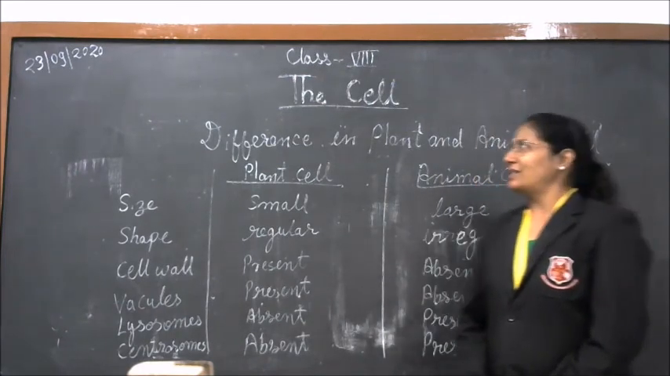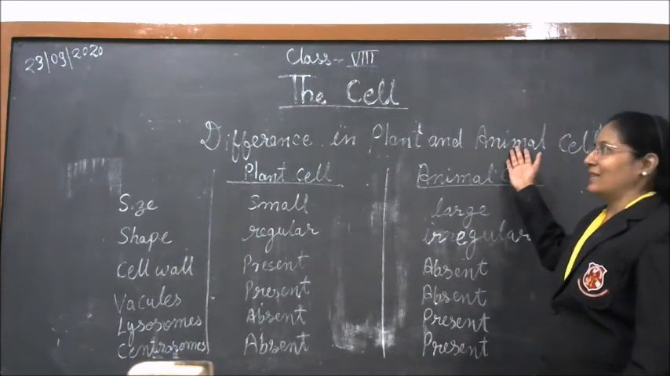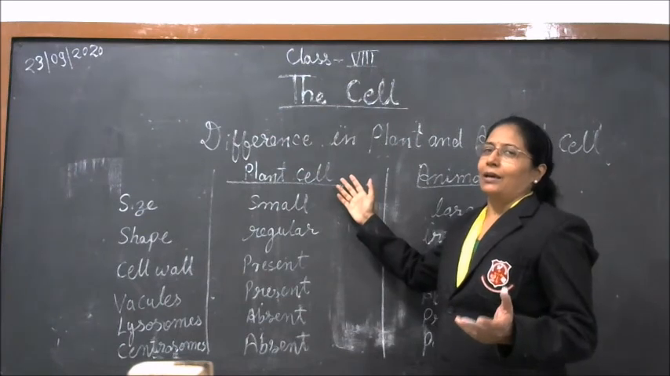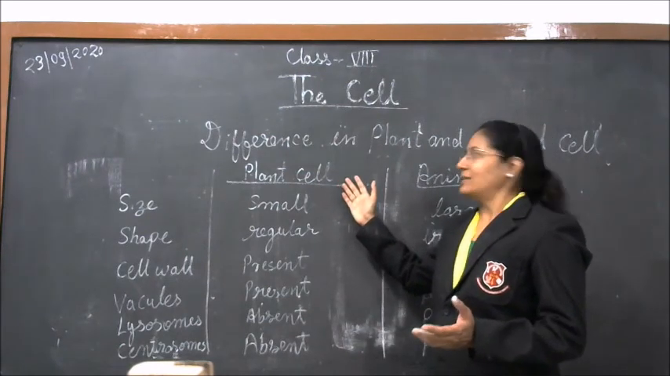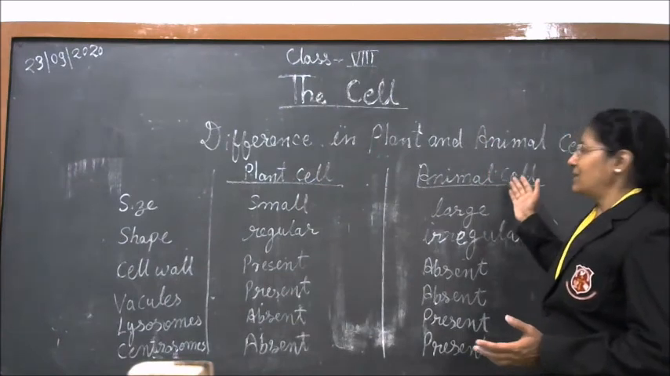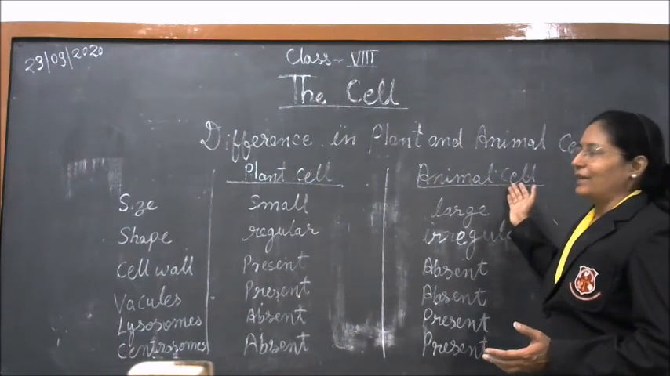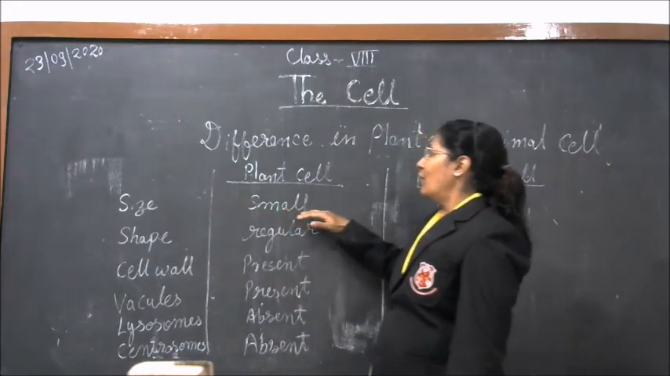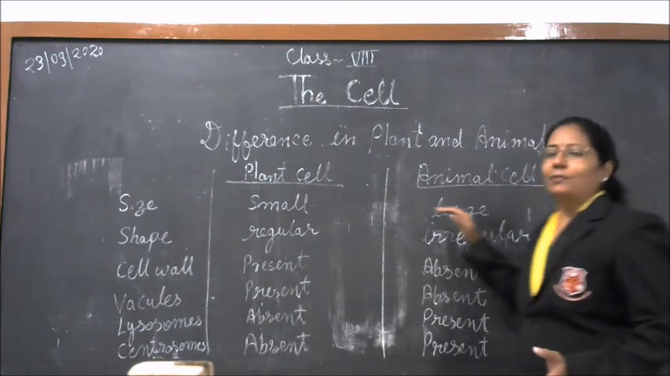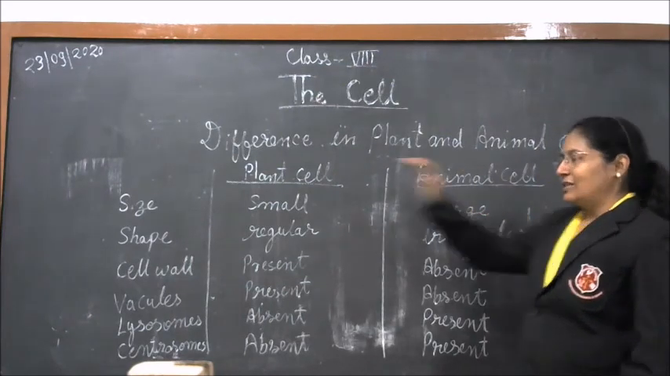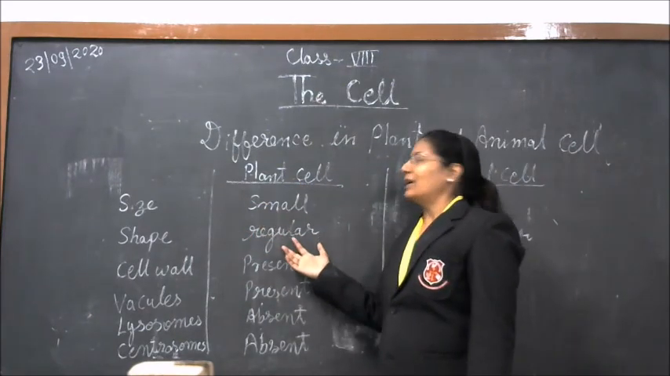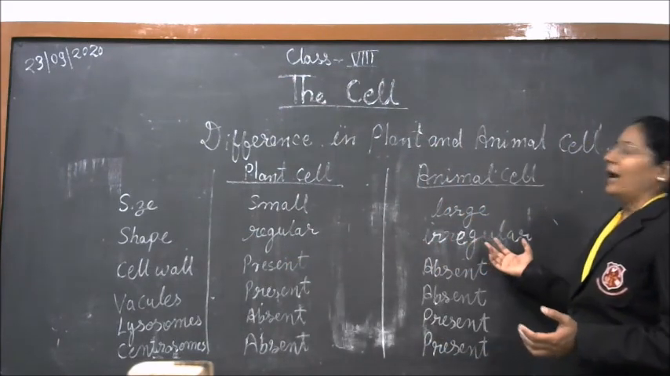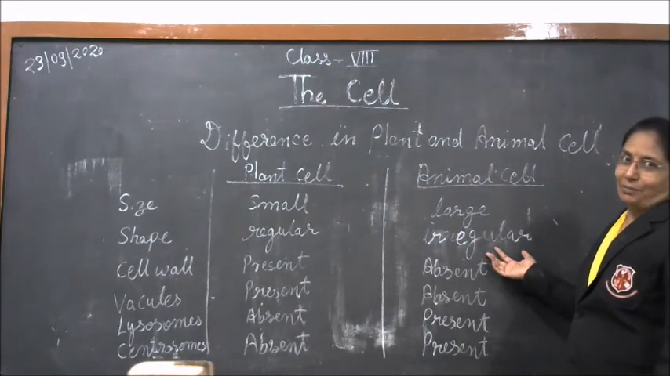Let us now see the difference between plant and animal cells. Plant cells are green in color and perform photosynthesis, but animal cells do not perform photosynthesis, right? So the structure is very different. The size of a plant cell is very small, whereas animal cells are large. Shape: plant cells are regular in shape and covered with a cell wall, as you know now. And animal cells are irregular in shape.